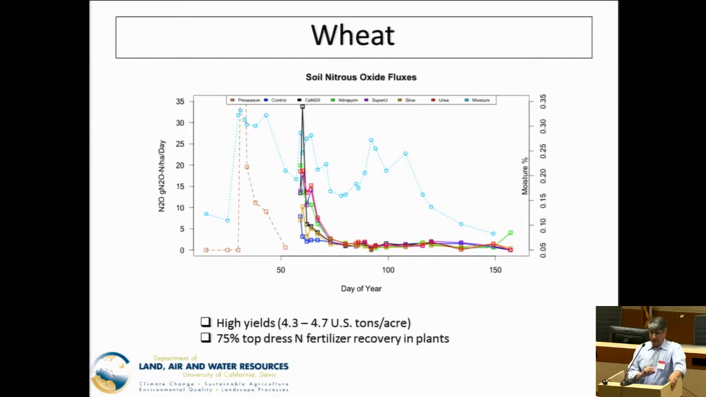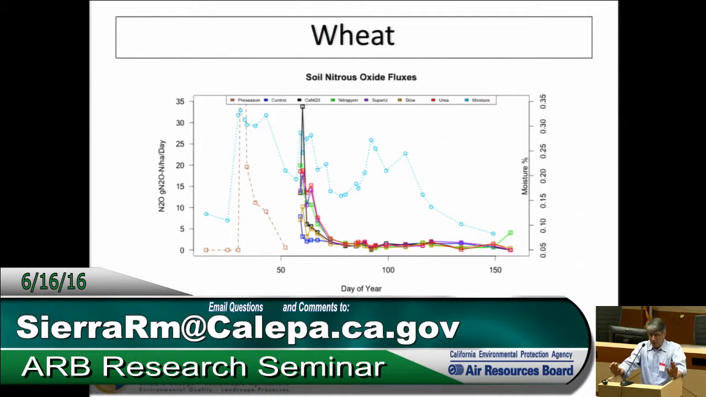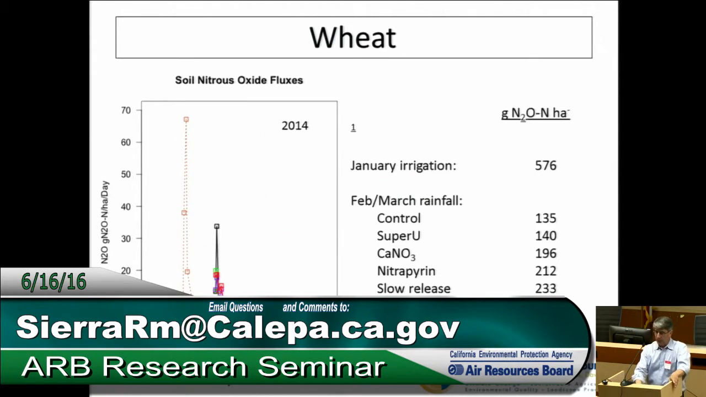As I said, that year the crop turned out very well. It had very high yields. We had labeled some of our fertilizers with stable isotopes, and we were able to show that about 75% of this fertilizer ended up in the crop. That's a pretty high recovery, and there was no difference regardless of what the treatment was. But going back to the emissions from the top dress, the Super U and the slow release fertilizer performed really well. They had lower emissions than the urea.